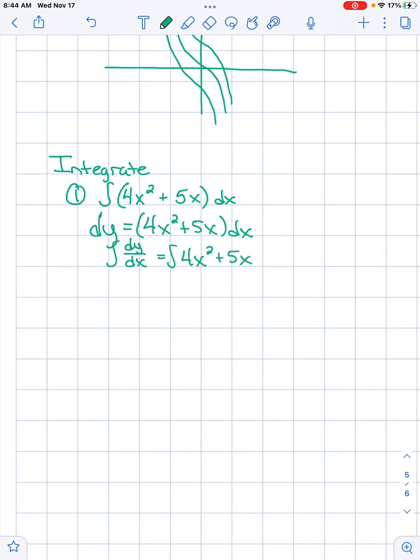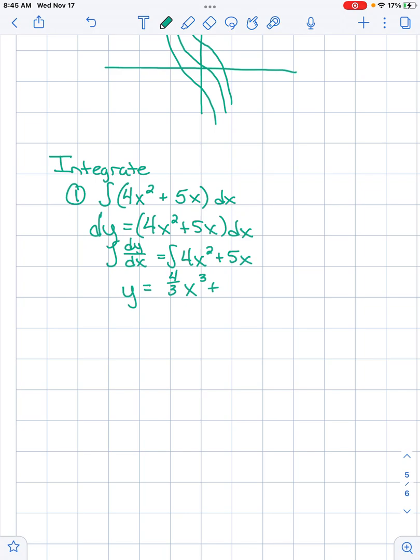What we're doing then is we're trying to work backward from this. We know working backward from dy dx, that's y. Working backward from 4x squared plus 5x, we're going to take each one and work backward from the power rule. So in 4x squared, I'm going to add 1 to the exponent, so that's x cubed. Then I'm going to take the coefficient, that's 4, divide by this new exponent, so 4/3.